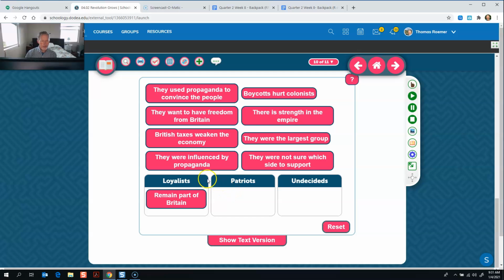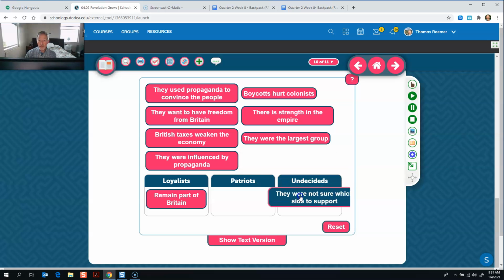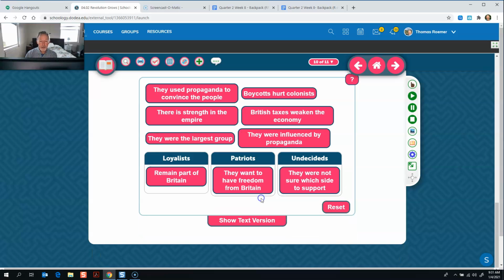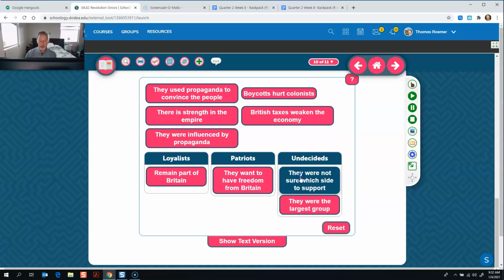Okay, let's see here. They weren't sure which side to support. That's definitely undecided. Okay, they wanted to have freedom from Britain. Okay, so guys, what I just did was I took the ones that I knew for sure. Okay, they were the largest group. I don't think it was the loyalists, the patriots maybe, but I know that there were a lot of people that were undecided. Okay, I believe that one is correct.